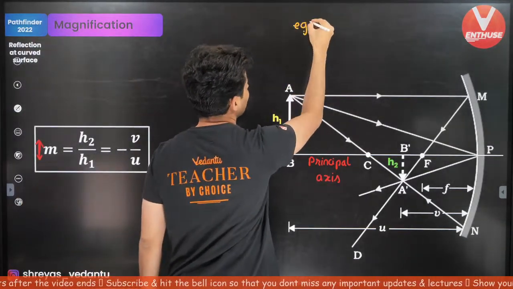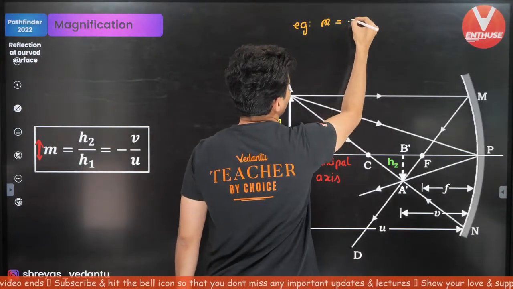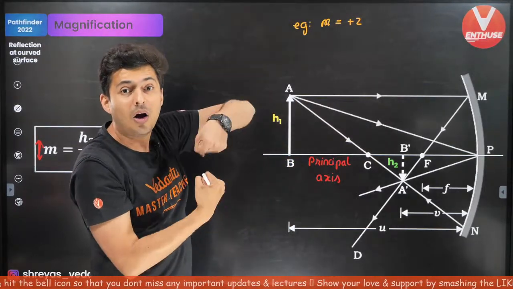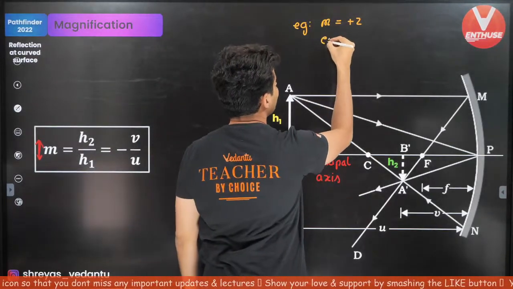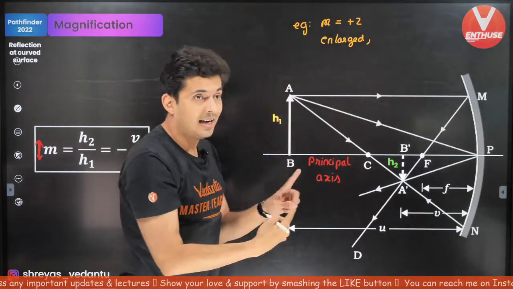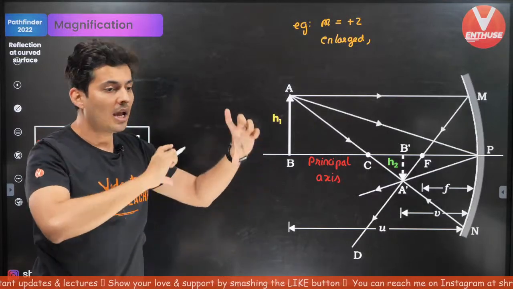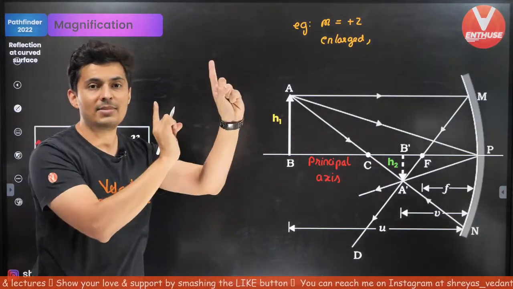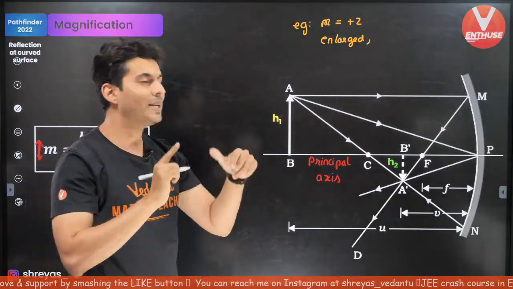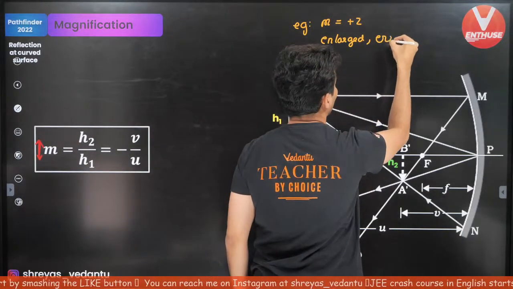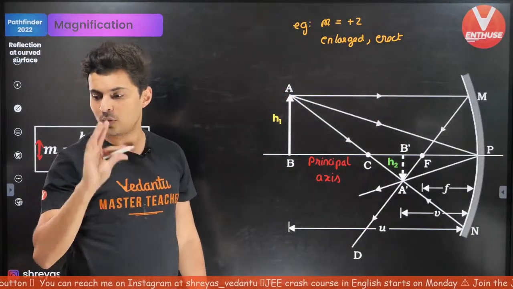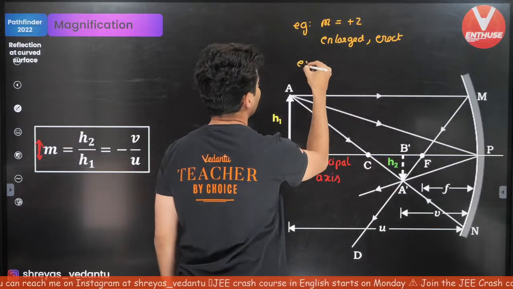Okay, these are some examples. If the magnification is +2, it means the image is twice the object size. So obviously it is enlarged. The plus stands for that the image height and the object height are in the same direction. If they are in the same direction, that means the image is erect with respect to the object. Is that understood, my warriors? Very good.